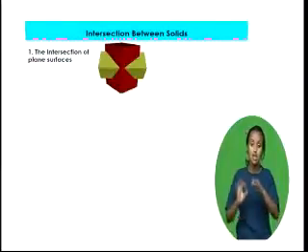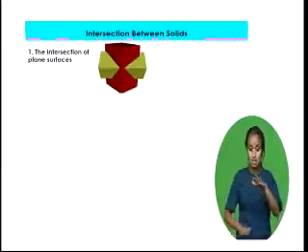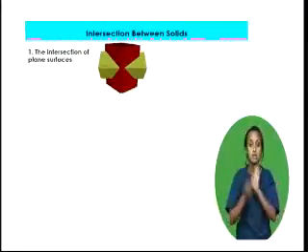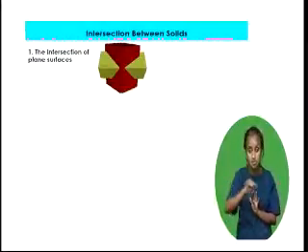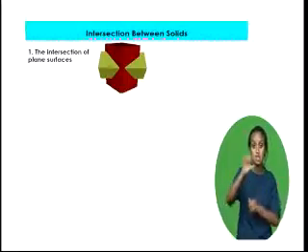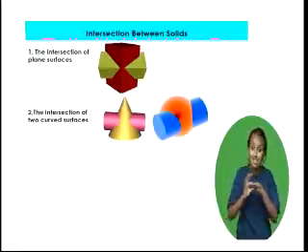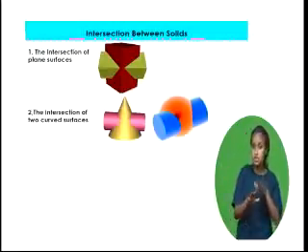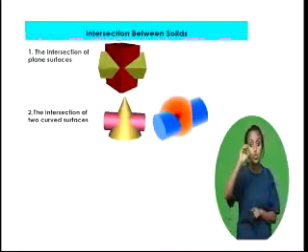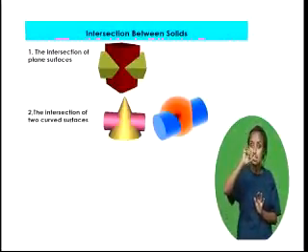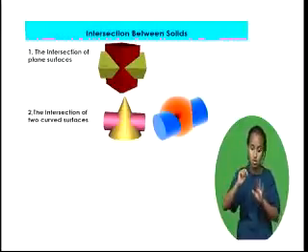The intersection of plane surfaces: when two surfaces bounded by planes such as prism and pyramid intersect each other, the line of intersection is made up of straight lines. The intersection of two curved surfaces: when two solids having curved surface like cylinder and cone intersect each other, the line of intersection is a curve.